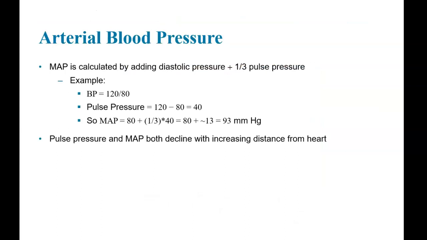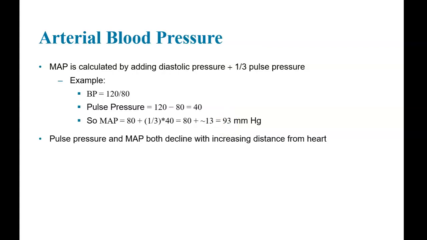And the mean arterial pressure is calculated by adding the diastolic pressure plus 1/3 of the pulse pressure. So let's say the blood pressure is 120/80, 120 being the systolic pressure, 80 being the diastolic. To calculate the mean arterial pressure, you subtract the diastolic from the systolic. So 120 minus 80, that's 40. And then you use this formula: diastolic pressure, that's 80, plus 1/3 of the difference between the two pressures, which is 40. That'll give you the mean arterial pressure. So it adds up to about 93 millimeters of mercury.